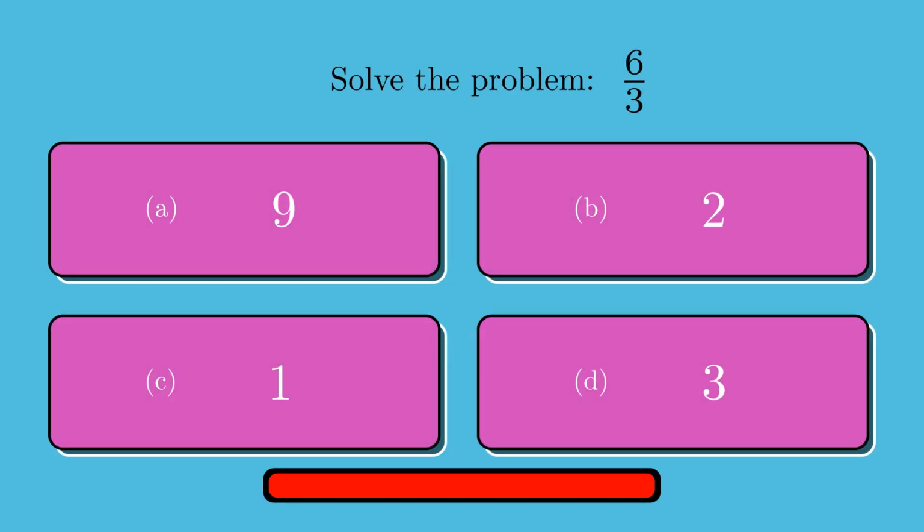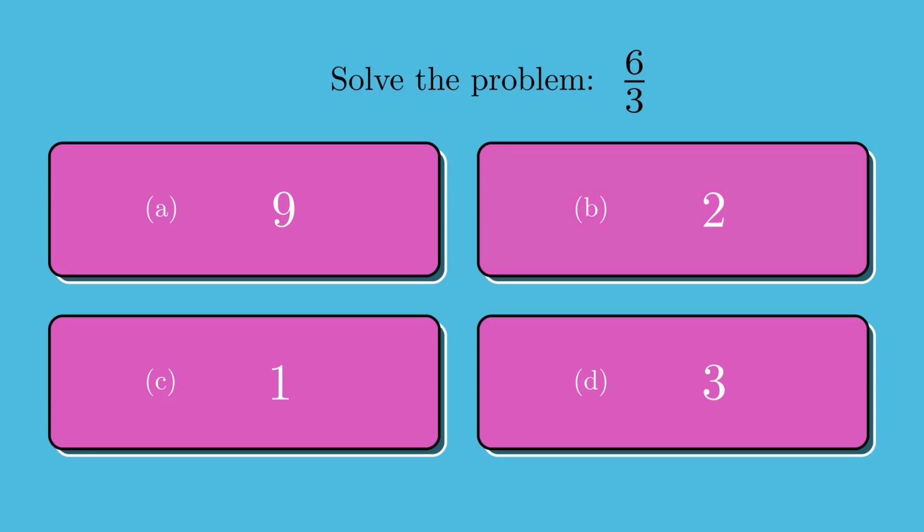All right, here's the problem. 6 divided by 3. Your possible solutions are A, 9, B, 2, C, 1, D, 3. You have 10 seconds to solve the problem. Good luck. Correct answer is B.